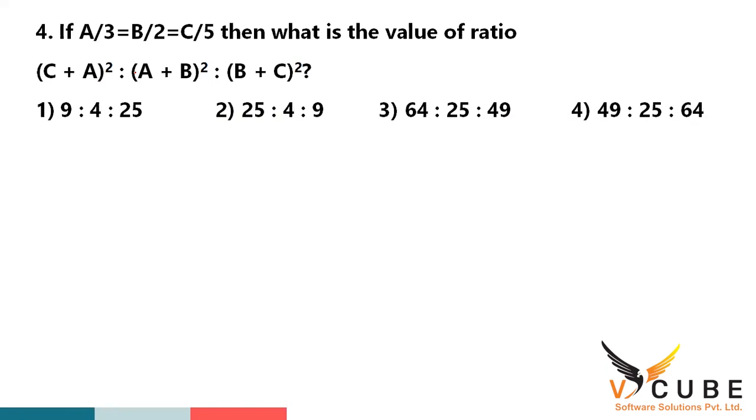Anyone? I think no need for pen and paper. Option 3, 64 is to 25 is to 49. Okay, very good, excellent. Option 3, sir. Yes, very good. Option 2, sir. Right.